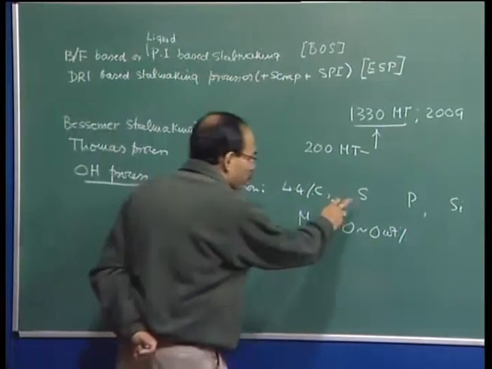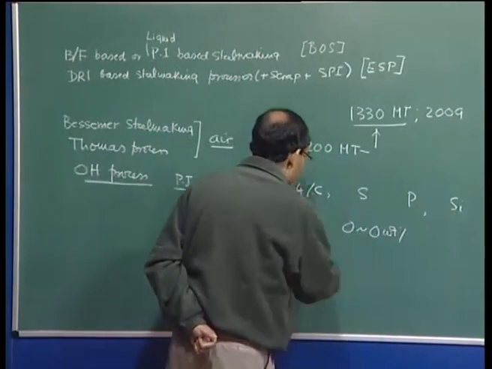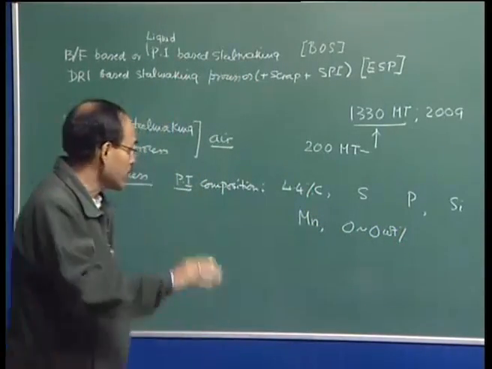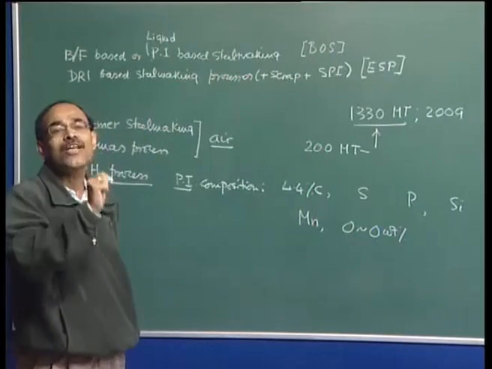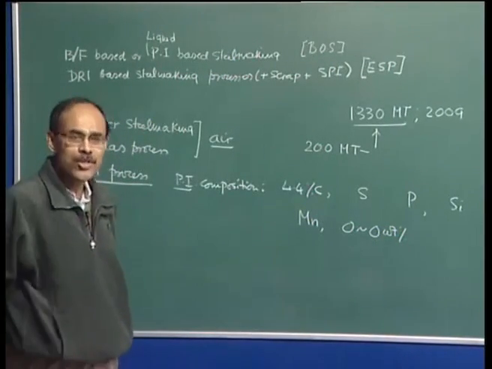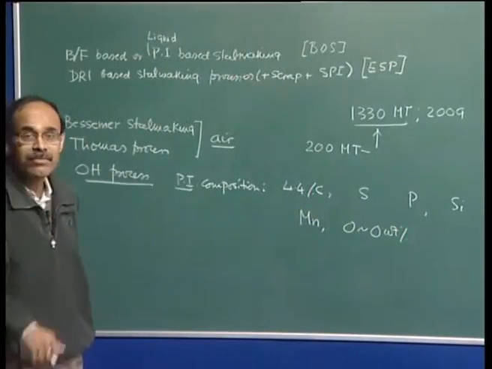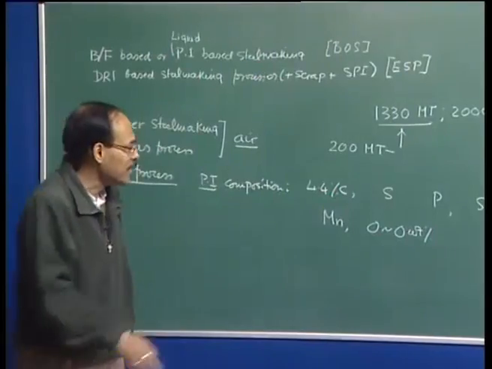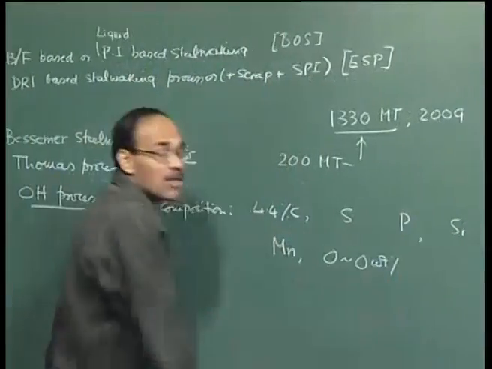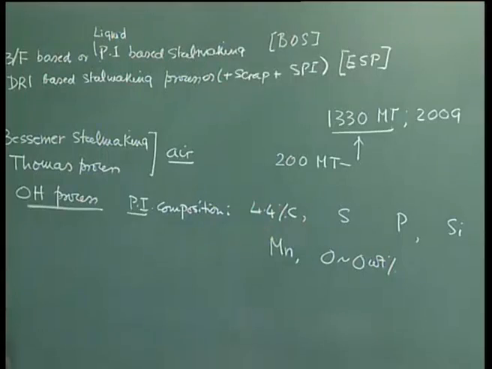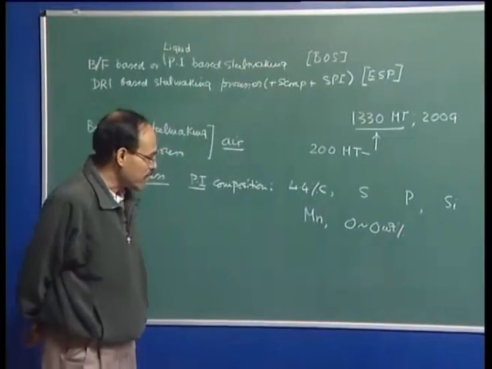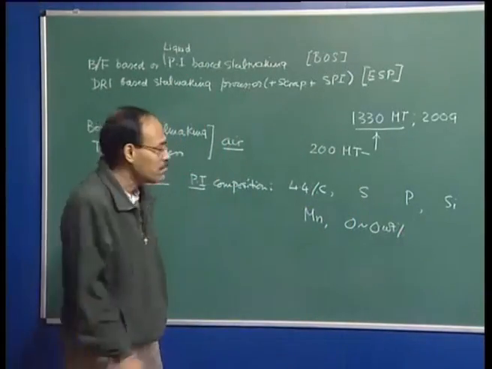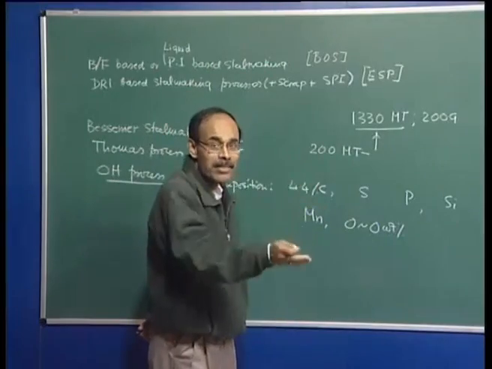Now, the level of sulfur, phosphorus, silicon and manganese in the pig iron which flows out from the blast furnace depends on the raw materials used in the blast furnace and the operating conditions. For example, you have heard that if the blast furnace hearth temperature is very high, I would expect the level of silicon contamination of the pig iron to be relatively large. Similarly, if blast furnace slag basicity is not optimum, the sulfur level can be relatively large.